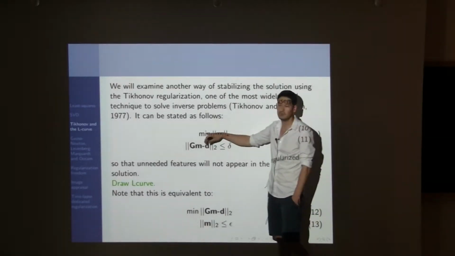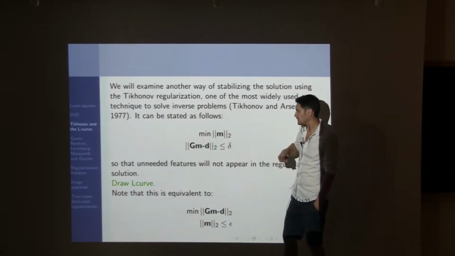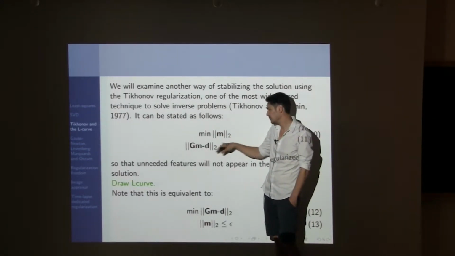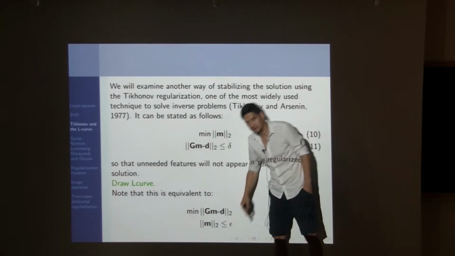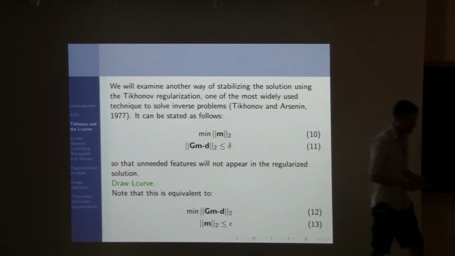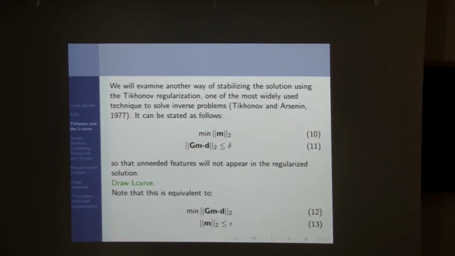Either you look for the minimum of the norm of your model, subject to your data residual being within certain limit, or you minimize your residual, subject to your model respecting a certain criteria. The second one is more difficult to say because you don't know much about your model at first.